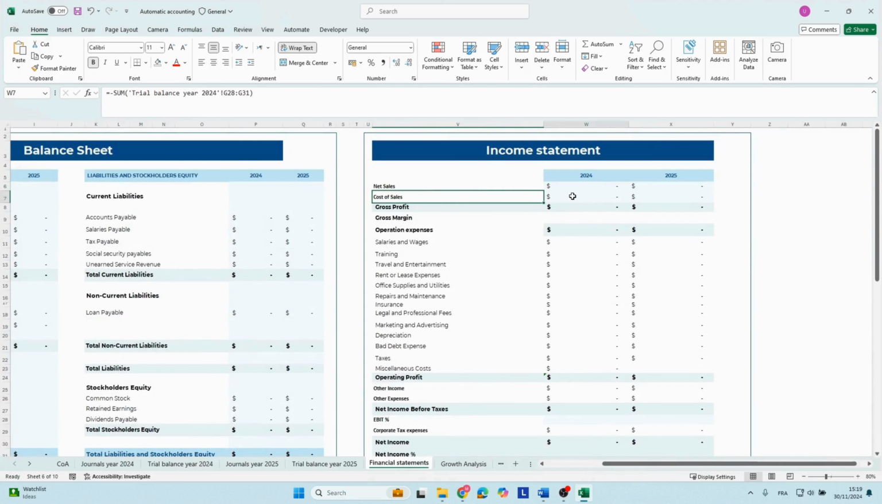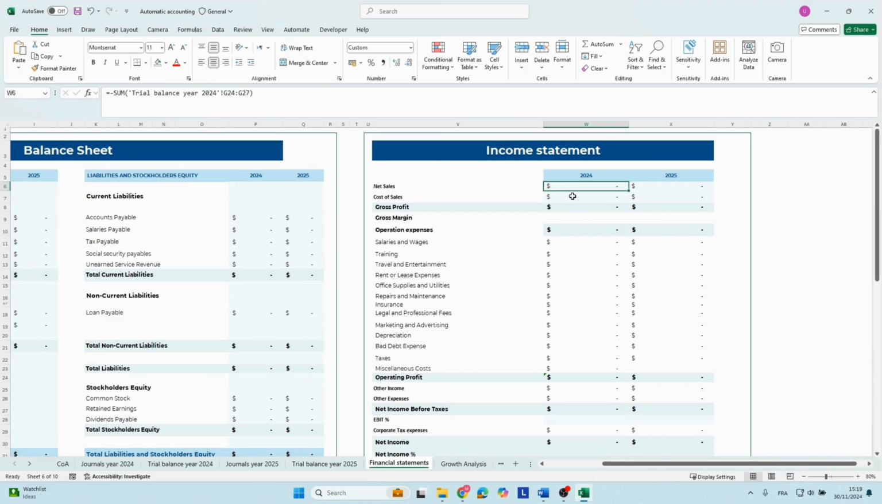Then we have the cost of goods sold. It's the same thing. We have different types of cost of goods sold. We have seen before: direct material, direct labor, manufacturing overhead, and other types. So it's automatically linked and we get the value here. We put the minus figure in order to have the value in positive.